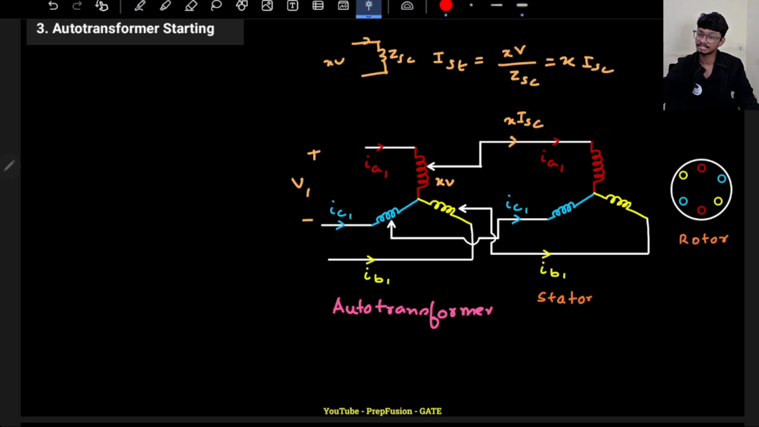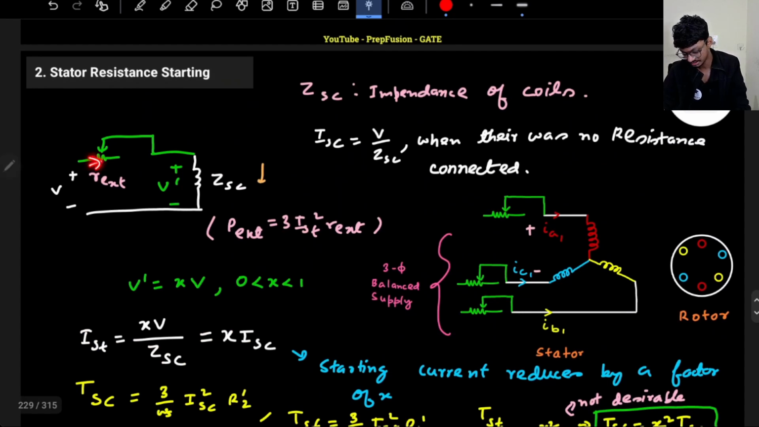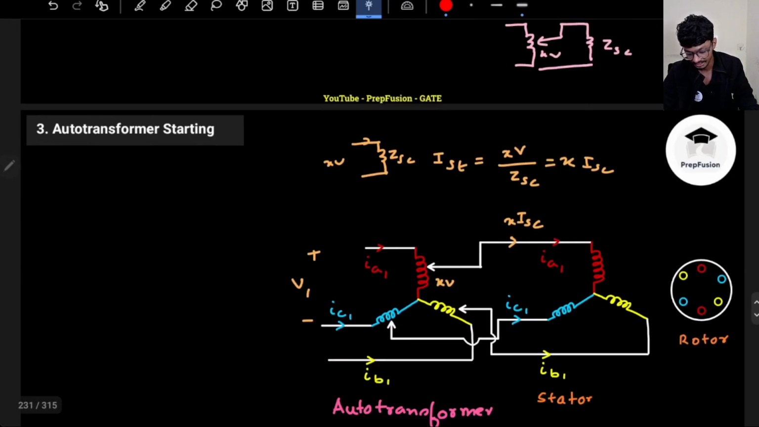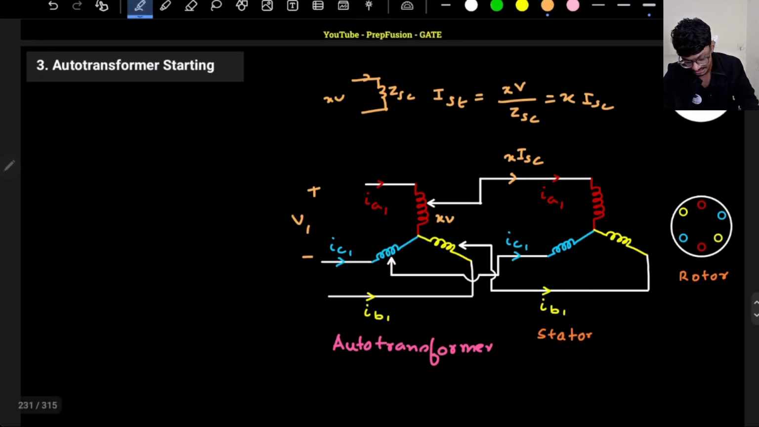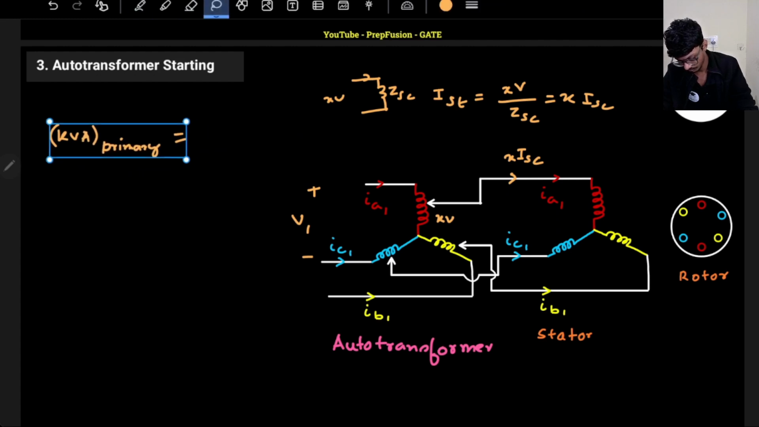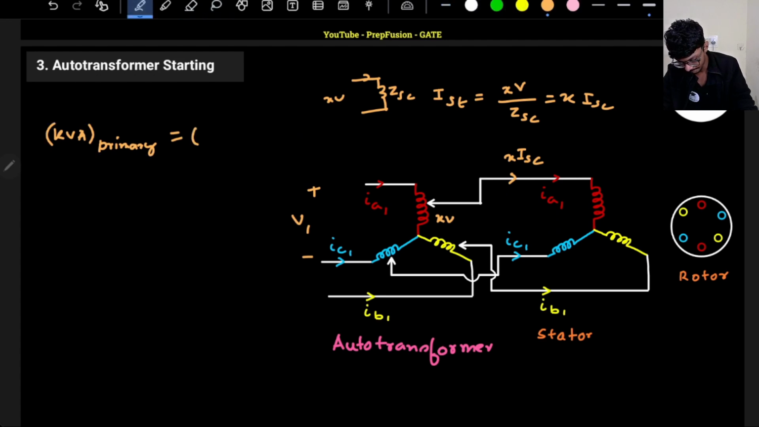But I want to see how much current reduction there is on the supply side, because whatever we are comparing is with respect to the supply side. Earlier, the supply current and the coil current were the same, but here they are different because the auto transformer is there. So for the supply side, I will use the KVA balance equation. KVA of the primary will be equal to KVA of the secondary.